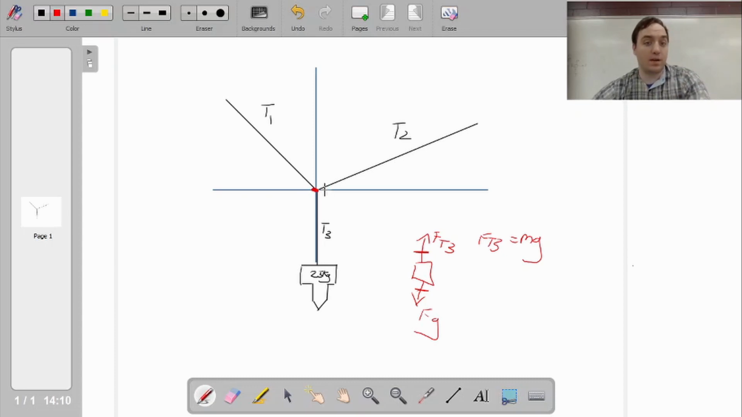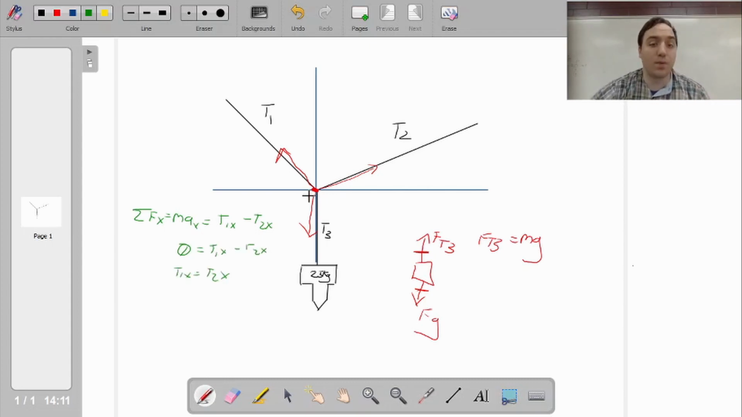If we look at the free body diagram for this specific point, we have tension 2 pulling up and to the right, tension 1 pulling up and to the left, and tension 3 pulling down. And since the hanging chandelier isn't moving, all three of these forces have to add up to 0. So if I write my sum of all forces for the x direction, for instance, sum of all forces x, T2 is pulling to the right and T1 is pulling to the left. So my T1 in the x direction minus my T2 in the x direction have to balance out, have to equal 0.